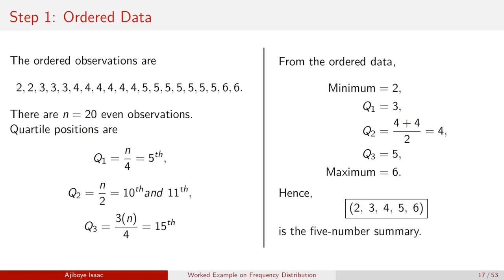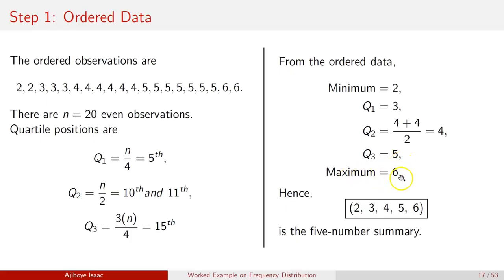So therefore, the locator for our Q1 is the 5th. The locator for Q2 is the 10th and 11th. The locator for Q3 is the 15th. And if you go to the ordered statistics and we count, we locate our Q1 here. The 5th is 3. The 11th is 4. And the 15th is 5. That's the Q3. So we have Q1 to be 3, Q2 to be 4, Q3 to be 5.